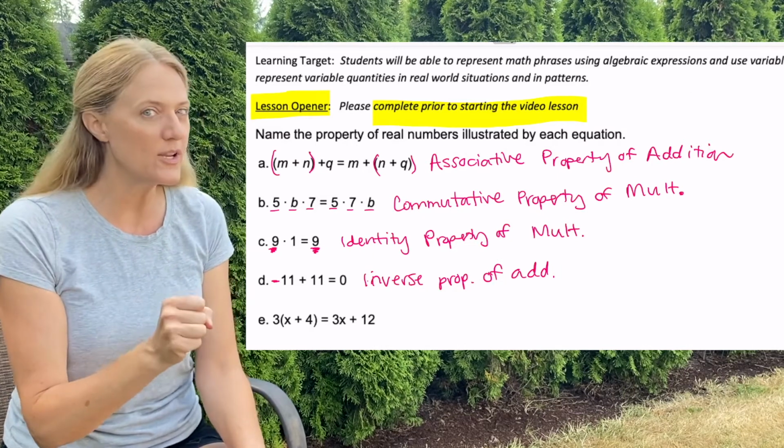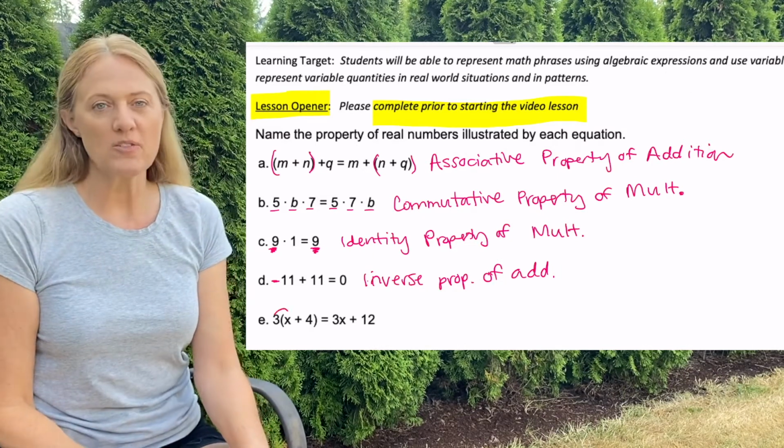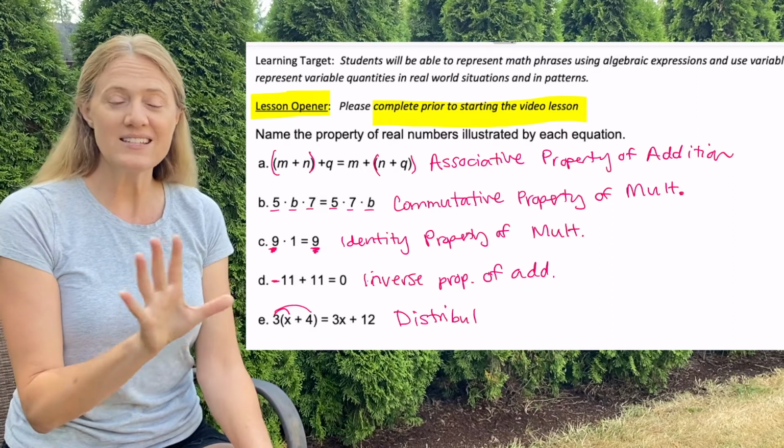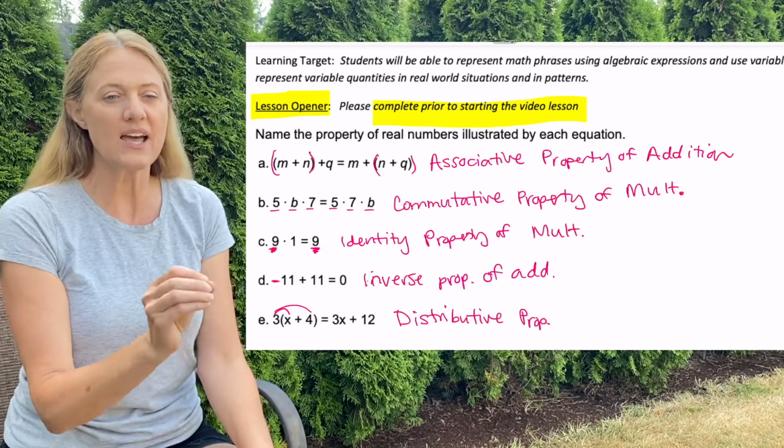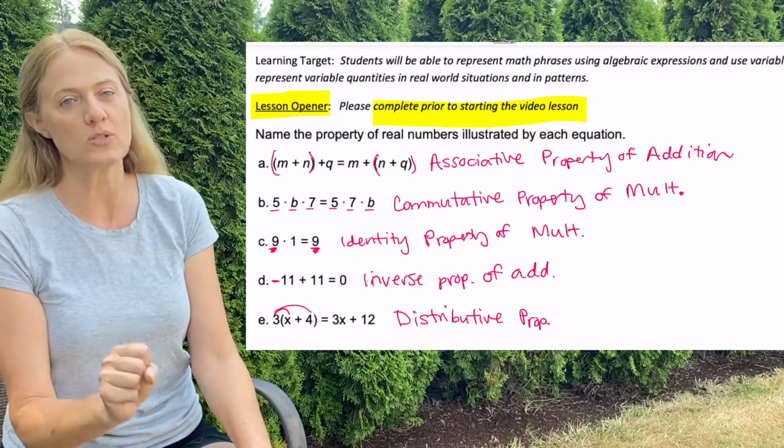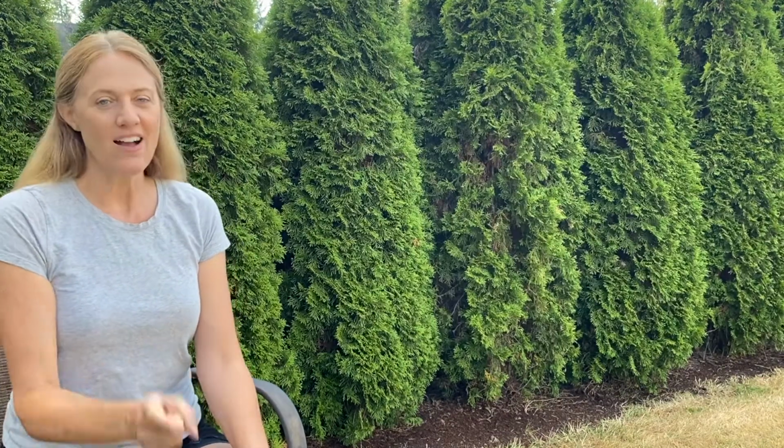And last, how are you doing? We have distributive property, because what's happening from one side to the next? We are multiplying in, distributing that 3. 3 times x plus 3 times 4, 12. How'd you do? On to the lesson.